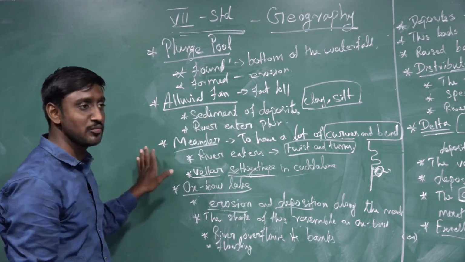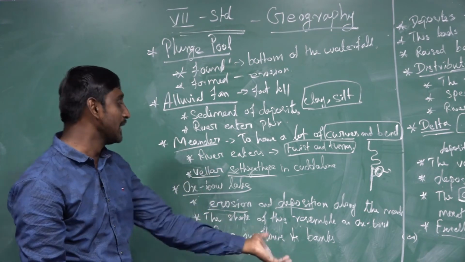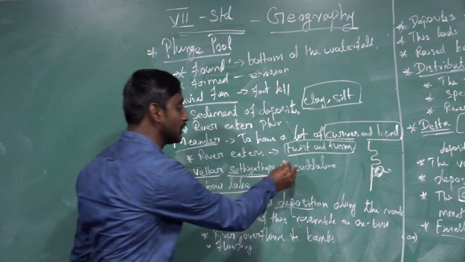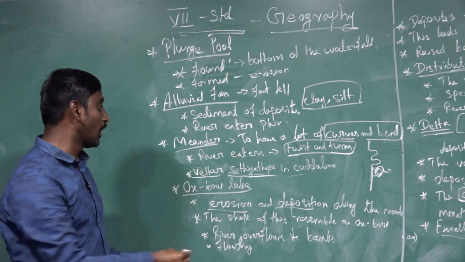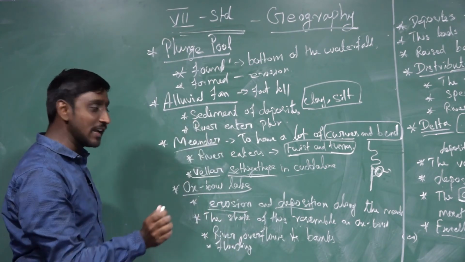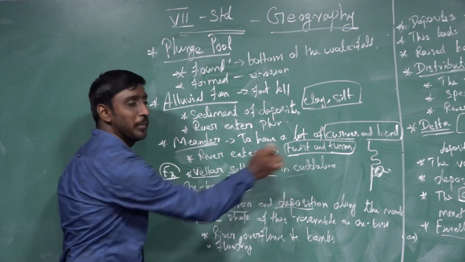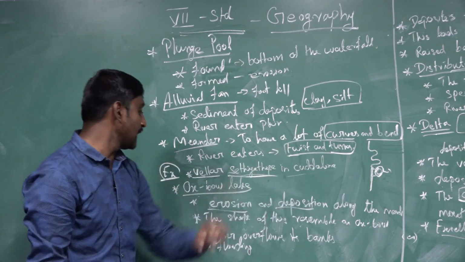Next, the meander. A meander has a lot of curves and bends. When the river enters the plains, it twists and turns in large bend loops. This is called a meander. For example, the Vellar Sethiyathope in Cuddalore.